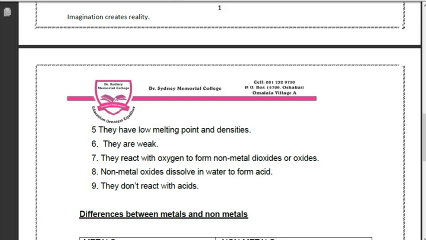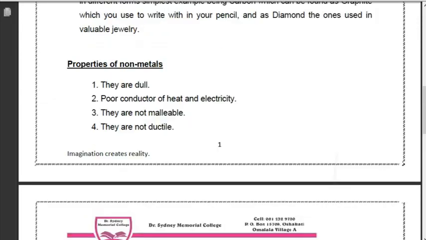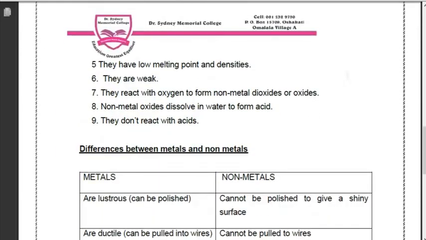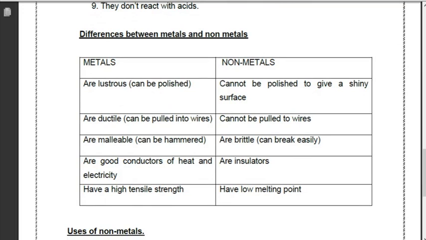Look at the properties of what? Those are the properties of nonmetals. And these are the differences between nonmetals and metals. So you find that when we say that they are lustrous, they can be polished and then they become shiny.